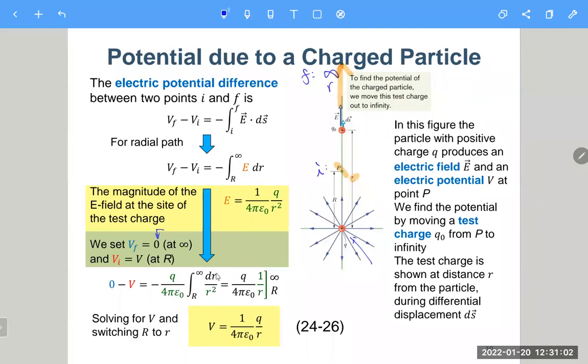This is a polynomial, r to the n. So we just add one to the power and then divide by this number, negative one, so we cancel this negative sign. Then we evaluate this expression from capital R to infinity. When we plug in infinity, it will be zero. Then minus Q over 4 pi epsilon naught times 1 over capital R. We have a negative sign here and also a negative sign here, so they cancel each other. Finally, we get V to be 1 over 4 pi epsilon naught Q over capital R. But generally speaking, we can just call it small r, so we switch capital R to small r.